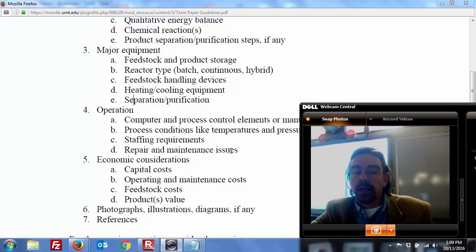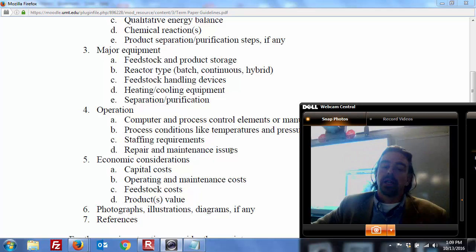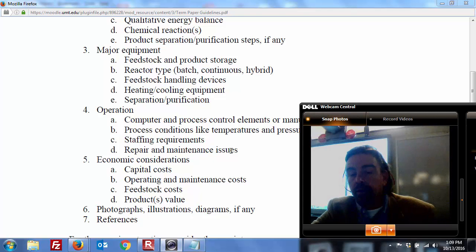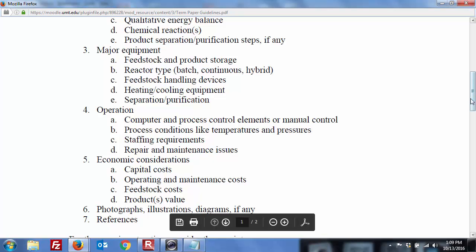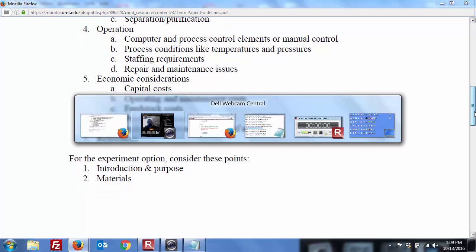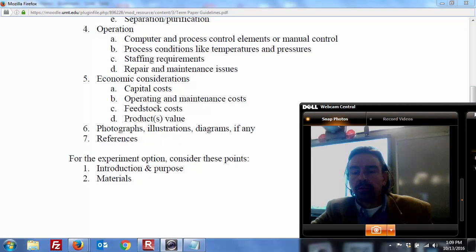Let us know what the capital costs were for the system, what it takes to operate and maintain it, and then the feedstock costs. And then finally, what are the values? Are you making money on this? So take some pictures, do some drawings, and then your references. Okay, so that's if you're going to do a field trip.